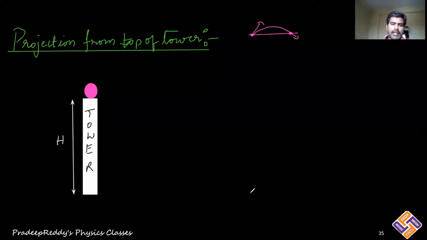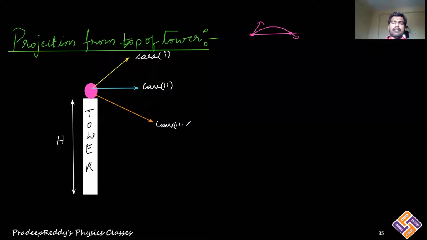So when you are projecting it, again we have three different cases. You can project this body such that it makes an angle with the horizontal, which is oblique projection from top of the tower. And the other one is you can project the same body exactly with horizontal velocity. And another way is you can project this body making an angle theta in downward direction. Like we have three possible cases here. This is case 1, and this is case 2, and this is case 3.